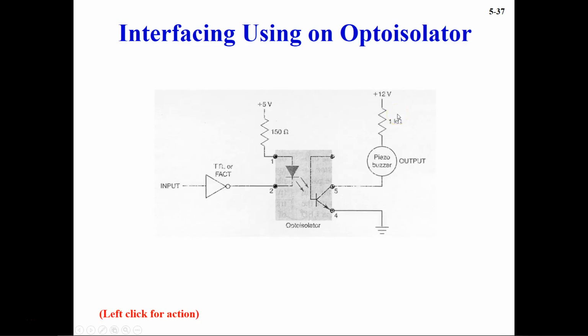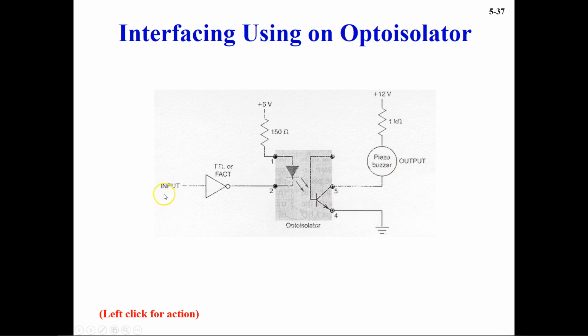Interfacing using an opto isolator. This is another circuit you see. This is the opto isolator, which is connected to this piezo buzzer. So here are different outputs. We have this opto isolator, and then it is connected to a piezo buzzer. The other side is connected to the ground.